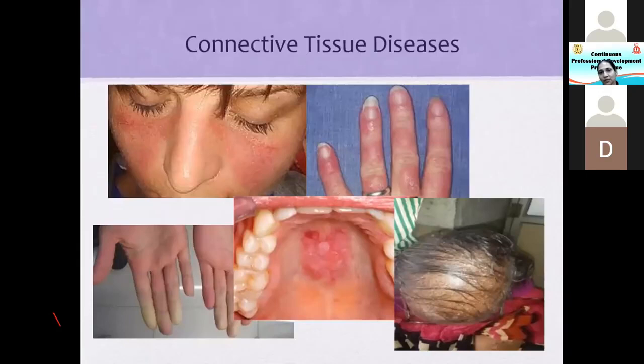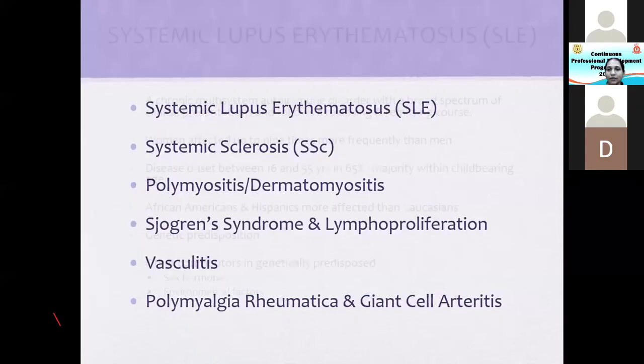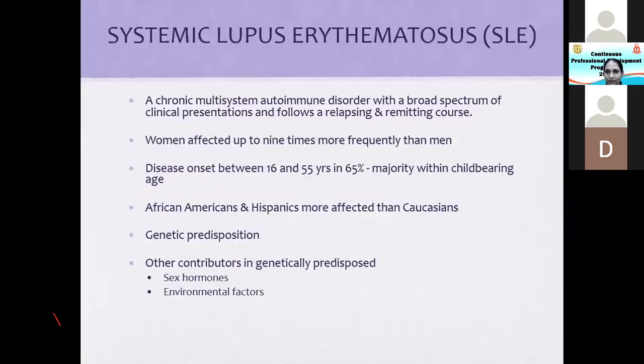Then we will move on to connective tissue diseases very briefly. Patients with connective tissue diseases, what are the categories that you know of? Systemic lupus erythematosus, systemic sclerosis, polymyositis, dermatomyositis, Sjogren's syndrome with lymphoproliferation, vasculitis, large vessel, medium, small vessel vasculitis, and also polymyalgia rheumatica and giant cell arthritis are some of the connective tissue diseases that you might have learned.